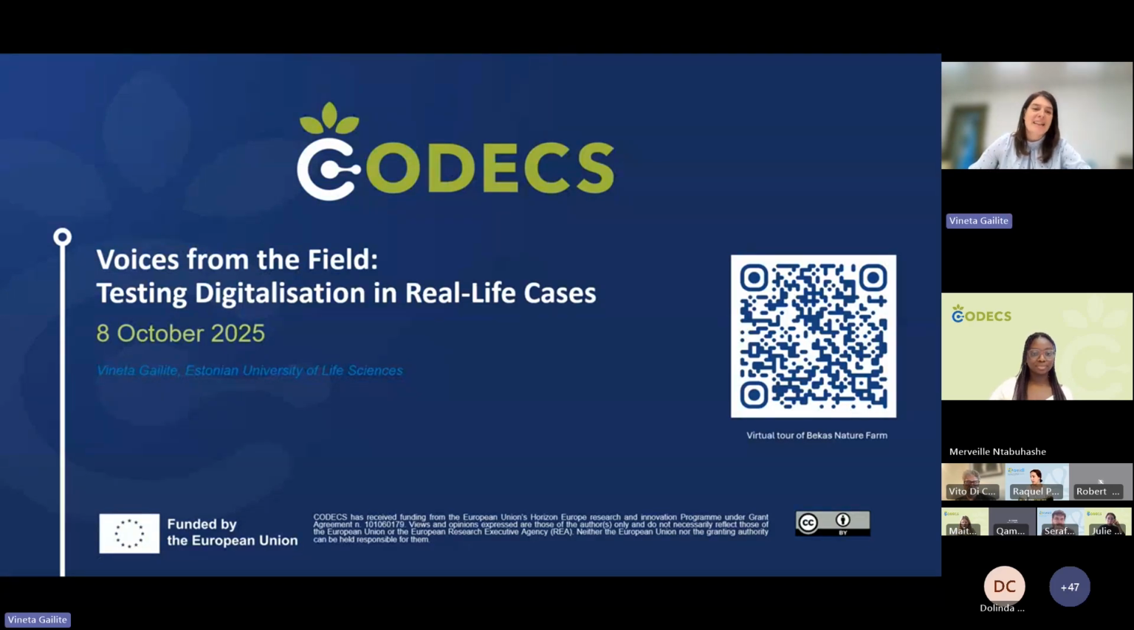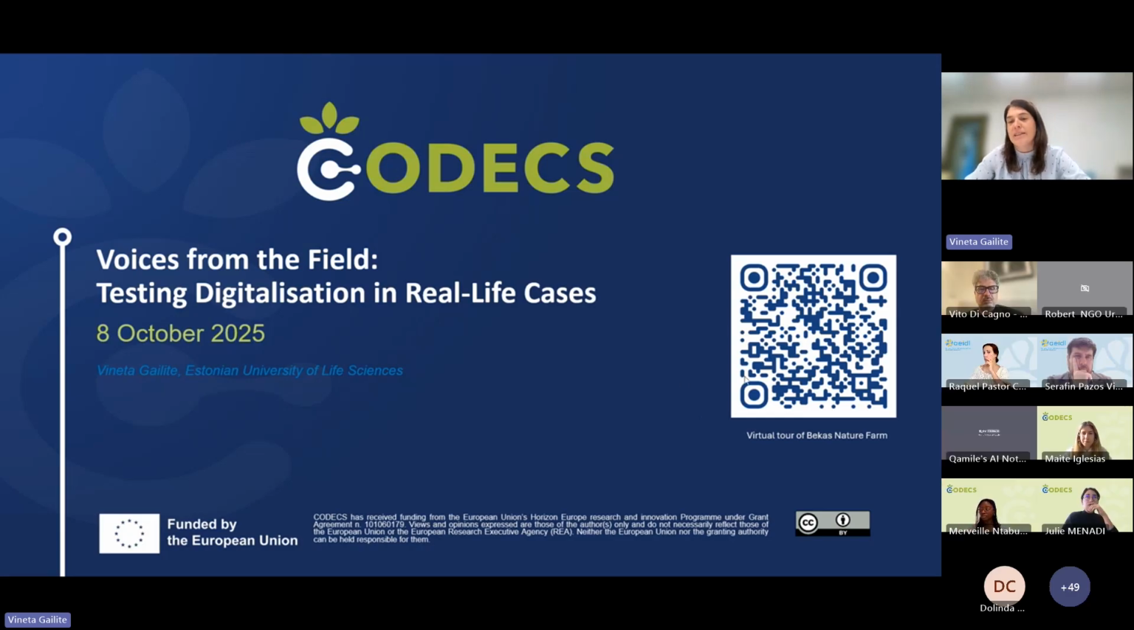Perfect. I'm Vineta Gailite. I'm from Estonian University of Life Sciences, and basically I provide the communications in the Living Lab between the farmers, other actors, and the digital technology facilitators. You can see the QR code here on my opening slide. You can go ahead and scan it with your phone. This is our virtual tour of the demo farm. Also, there will be a link in the chat, which you can save, and then you can take a look in your own time at our virtual digital technology demonstration in the farm, which is called Becca's Nature Farm.